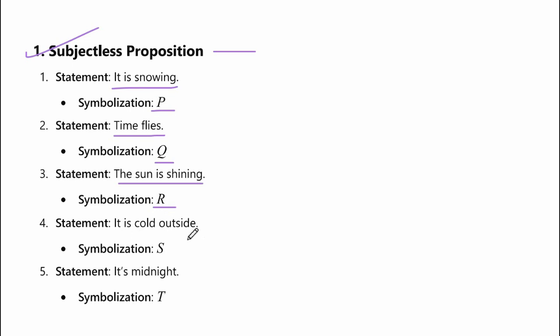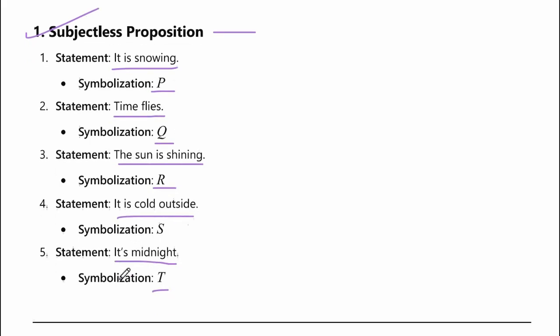So you get the hang of it. It is cold outside, but where? We know outside, but outside where? It's midnight. In which place? We don't know. So we just symbolize it with T. It's a very simple one for the subjectless proposition.